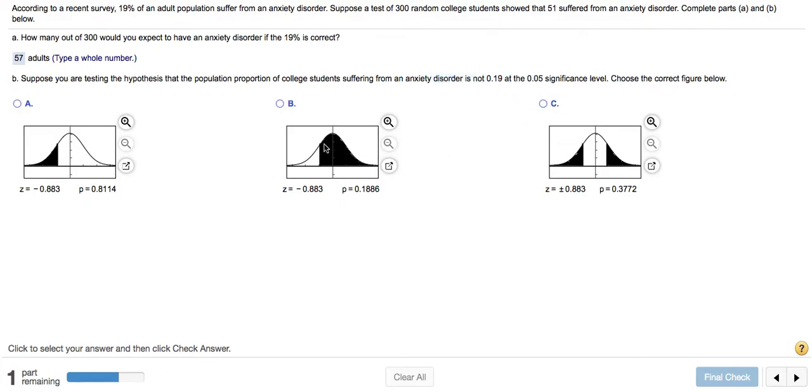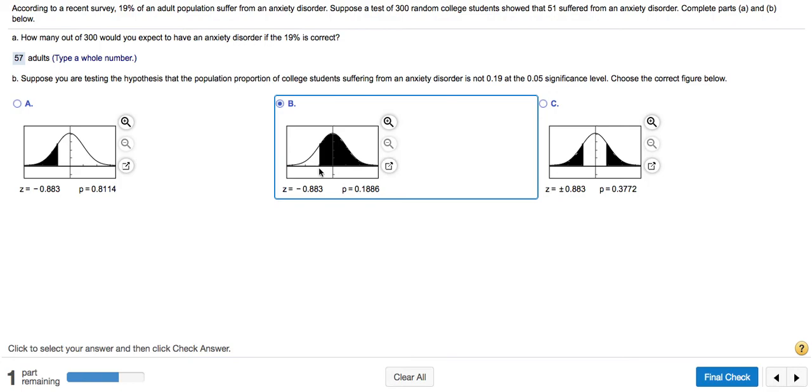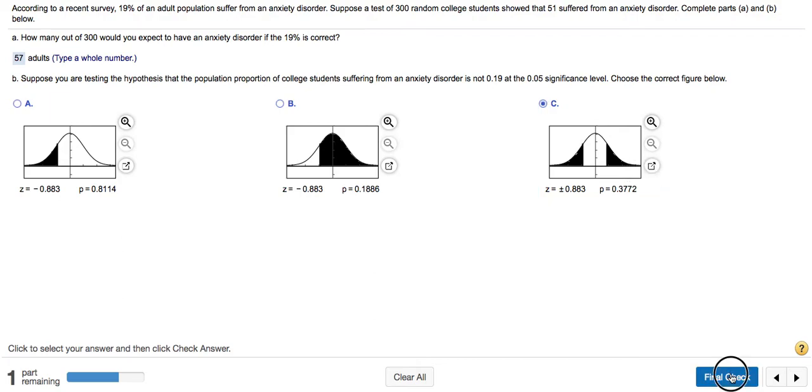So I want to choose the graph that best reflects this. I don't think it's this one A because this is a less than. Notice that the area is less than a given value. I don't think it's B because this appears to be like a greater than, like you're greater than a given value. To say, not equal to something means you could be both, well, either below or above. So I'm looking for the option that has two tails. So I'm going to go with C.